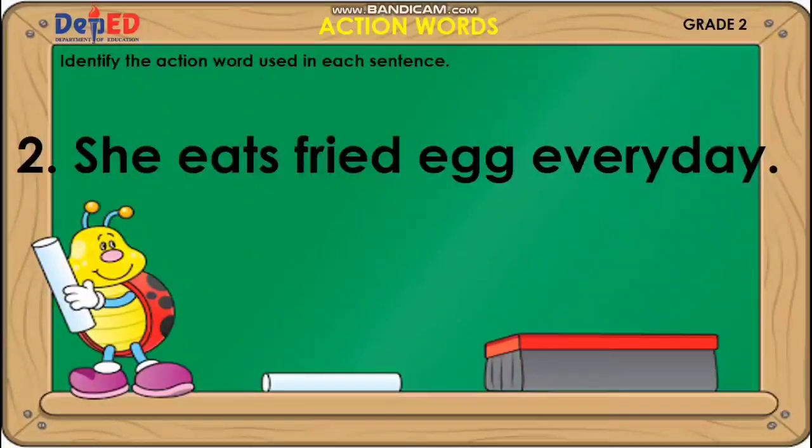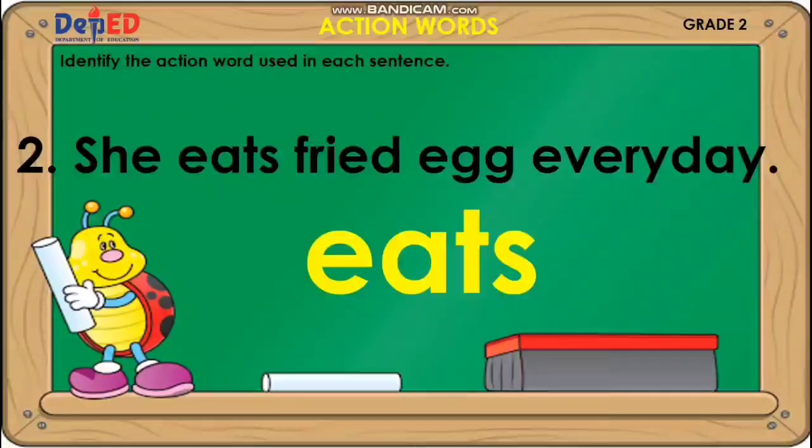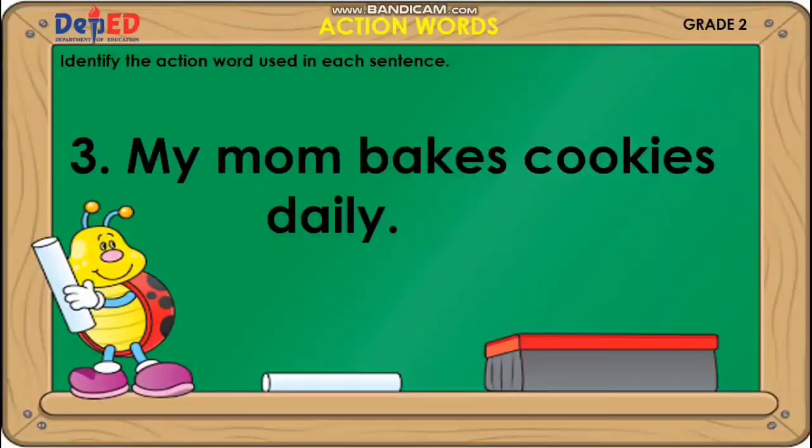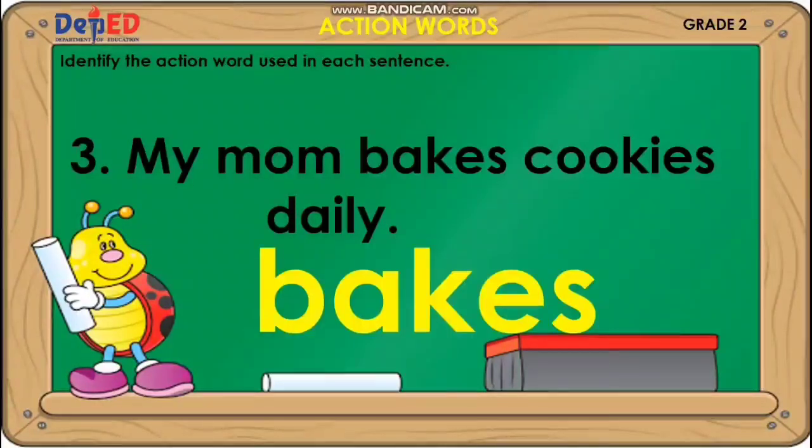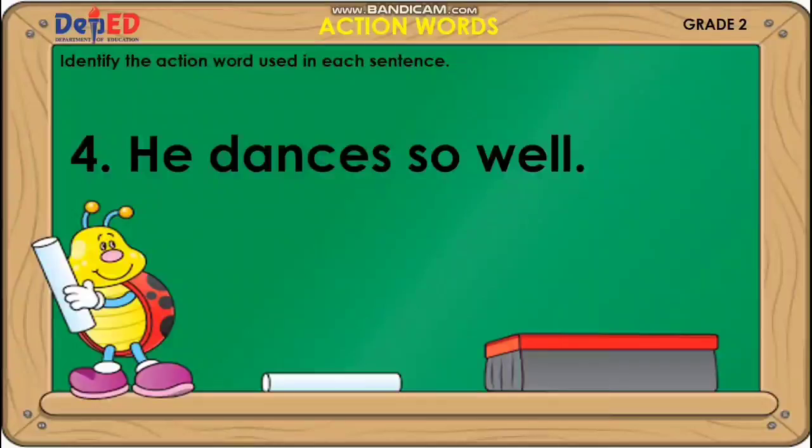Next sentence. She eats fried egg every day. What is the action word used in the sentence? Very good. The answer is eats. Next sentence. My mom bakes cookies daily. What is the verb or the action word used in the sentence? Very good. Bakes.